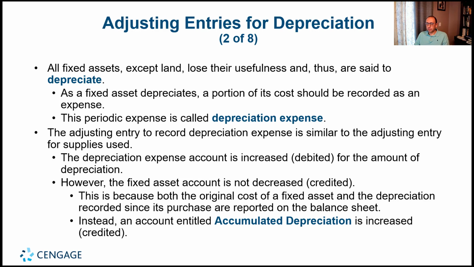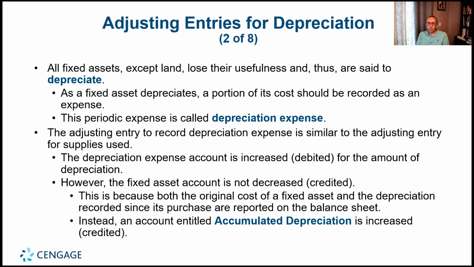So the adjusting entry to record depreciation expense is similar to the adjusting entry for supplies. The depreciation expense account is increased, in other words, we debit it for the amount of depreciation. However, the fixed asset account is not decreased. And that's the key thing that I was telling you about. We don't reduce the value of the fixed asset right away. We use something called a contra asset account called accumulated depreciation. Why do we do that? This is because both the original cost of a fixed asset and the depreciation recorded since its purchase are reported on the balance sheet.